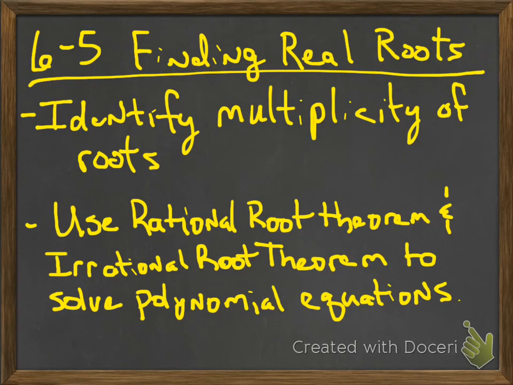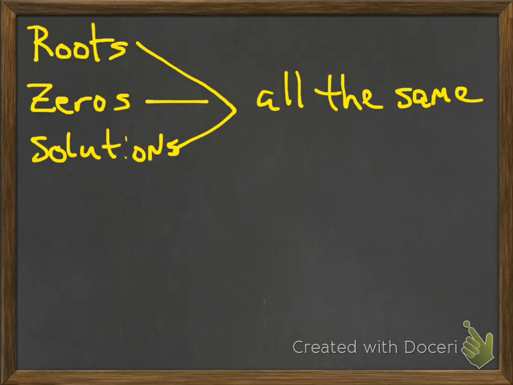Alright, so here's 6.5, finding real roots of polynomial equations. We're going to identify the multiplicity of roots, and we're going to use the irrational root theorem to solve polynomial equations. But first off, before you do that, you have to look at the different ways you can solve polynomial equations.